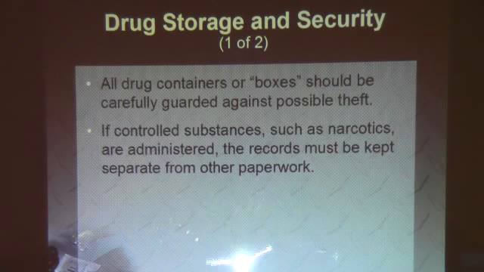All right, well, we're going to stop it right there, and we'll pick up with drug storage later.